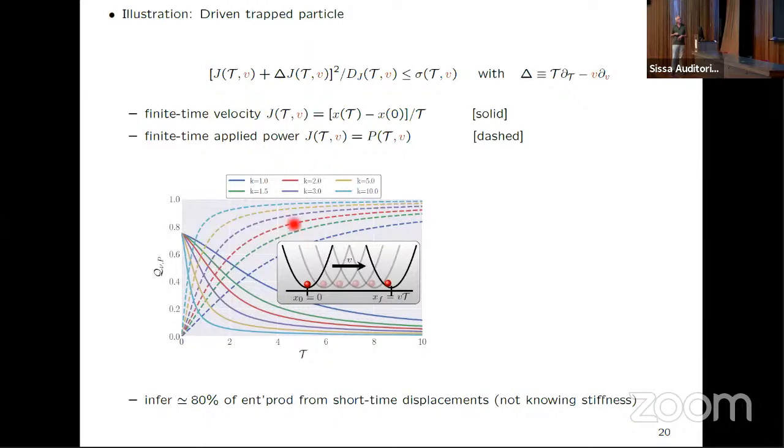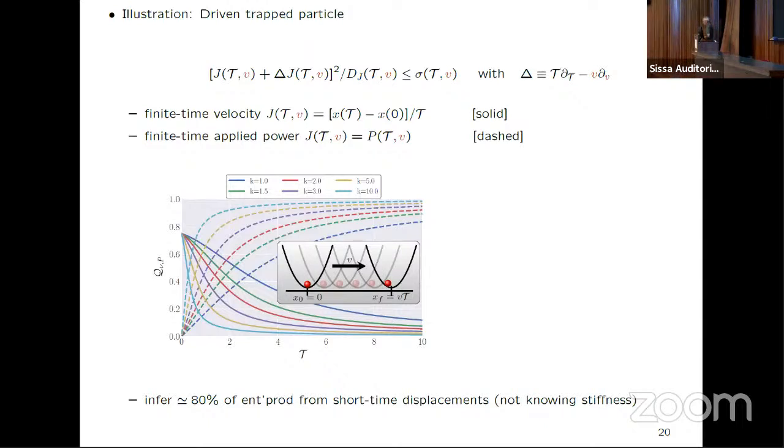Or if you measure the power, these are the data. And again, you can evaluate these quantities experimentally, for instance, without knowing the stiffness of the trap. You just measure the velocity. And what you find is, depending on which regime you are in, you would recover something between 40 and 80% of the entropy production. Again, in a model-free way. You don't need to know the stiffness.